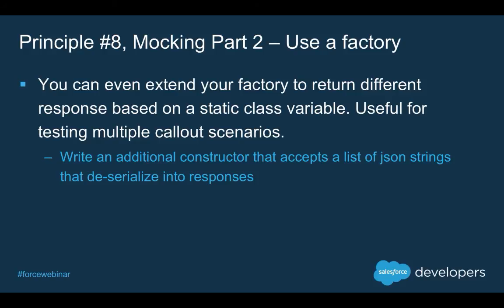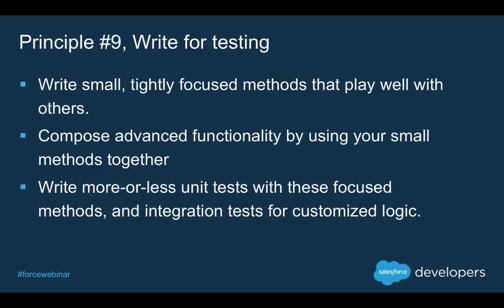All right, moving right along to number 9, write for testing. The idea here is you want to write small, tightly focused methods that play well with others. So you're going to write a bunch of methods, more than you think you probably need on objects. You're going to then compose advanced functionality by using the small objects together, the small methods together.